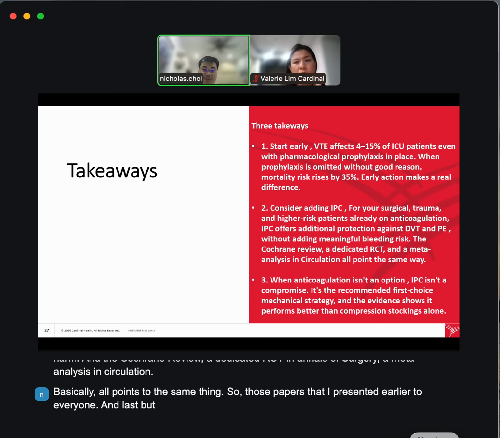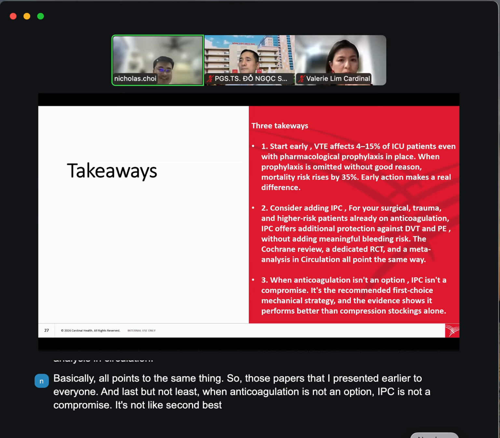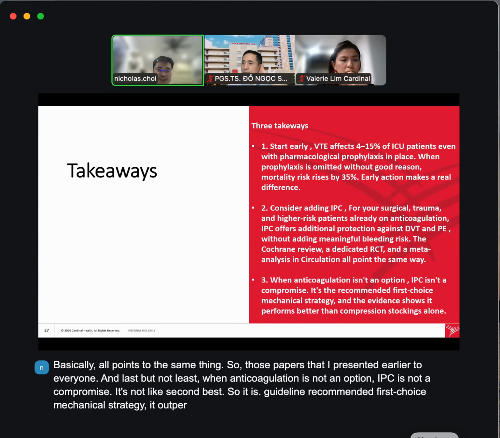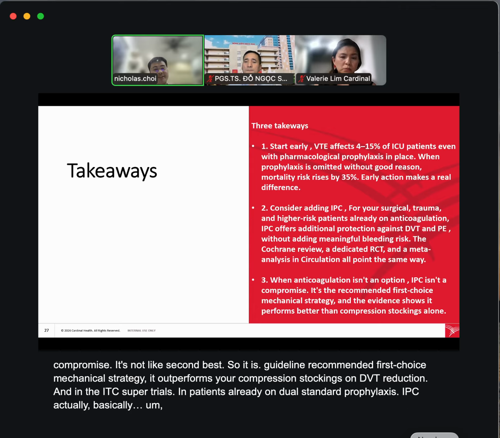And last but not least, when anticoagulation is not an option, IPC is not a compromise. It's not like second best. It is the guideline recommended first choice mechanical strategy. It outperforms your compression stockings on DVT reduction. And in the IPC super trials, in patients already on dual standard prophylaxis, IPC reduces the DVT from 16.7% to 0.5%. So those 3 positions are basically what I'm trying to tell you.